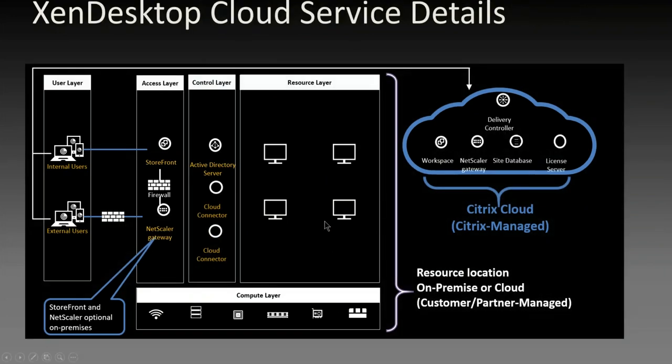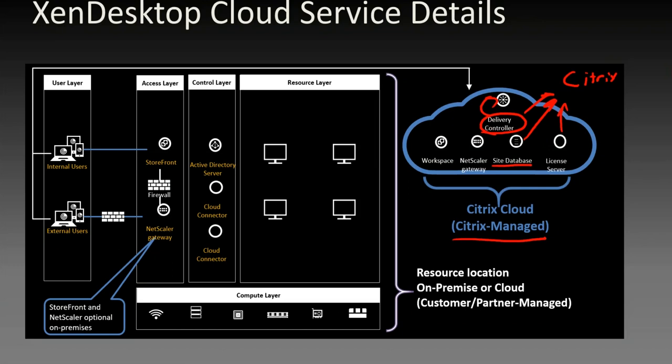So when you're looking at it now, this is where you're going to see things like this. You're going to have your delivery controllers up here. So your delivery controllers are going to be in the cloud. Your database server is going to be in the cloud. Your license server will be in the cloud. And these components, and any component for that matter that's in the cloud, is maintained by Citrix. Citrix is going to manage and maintain these particular components for you. You no longer need to deal with that anymore.